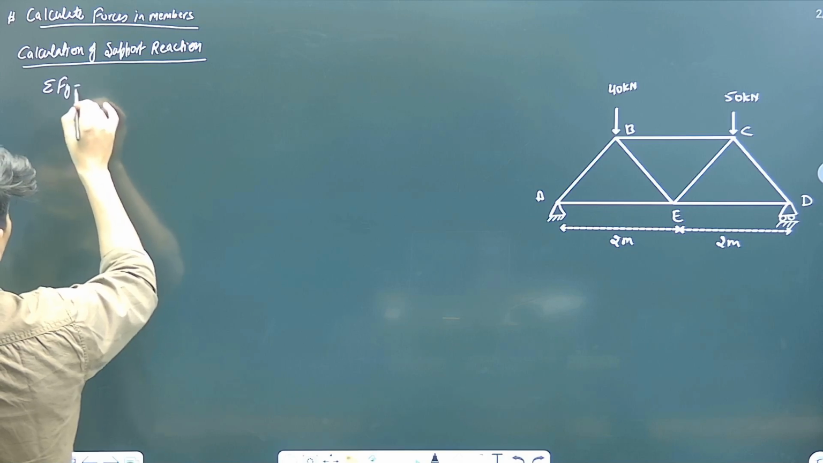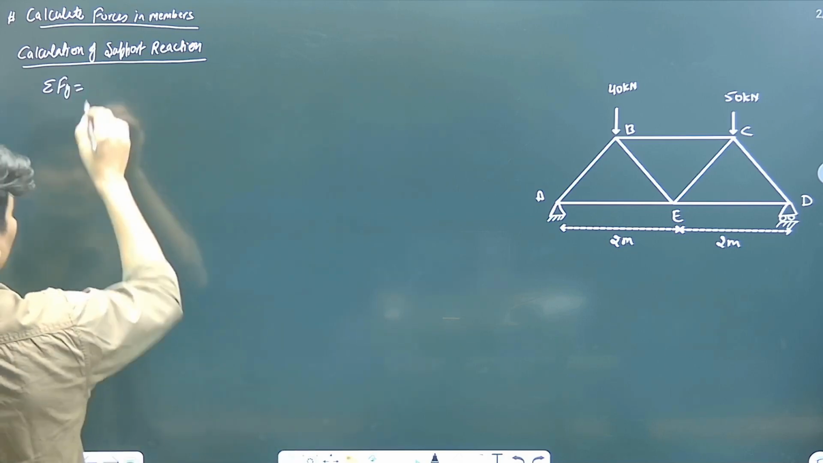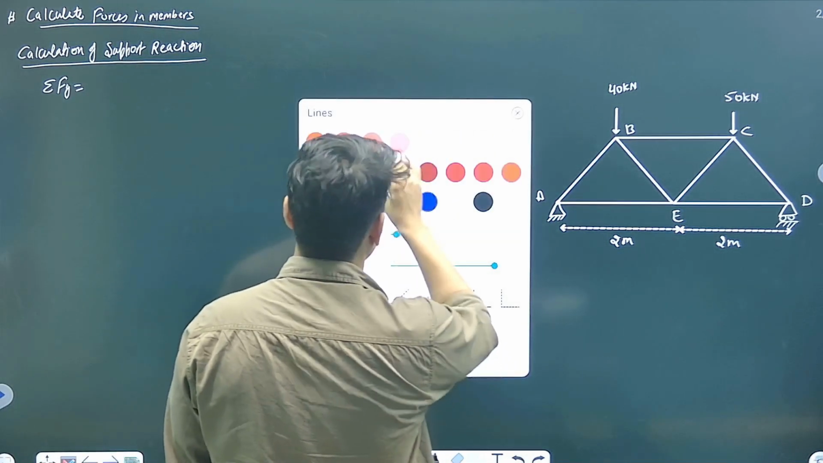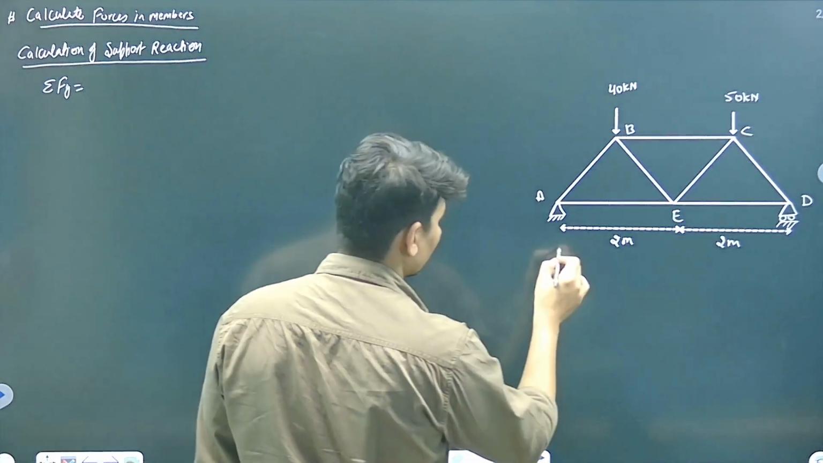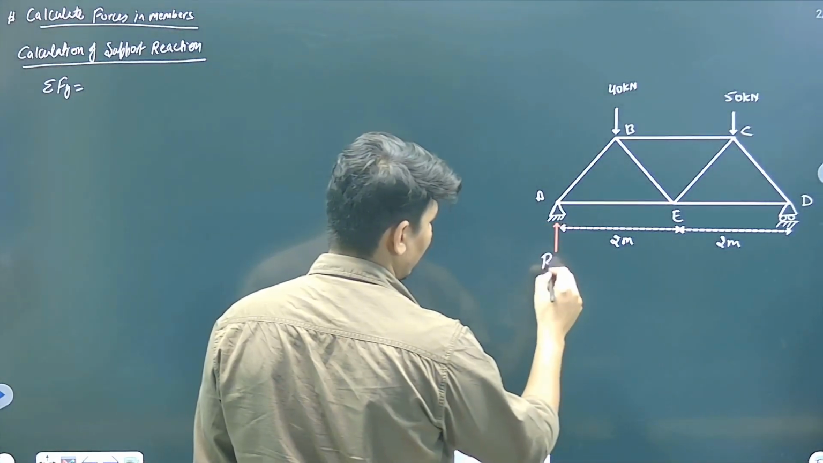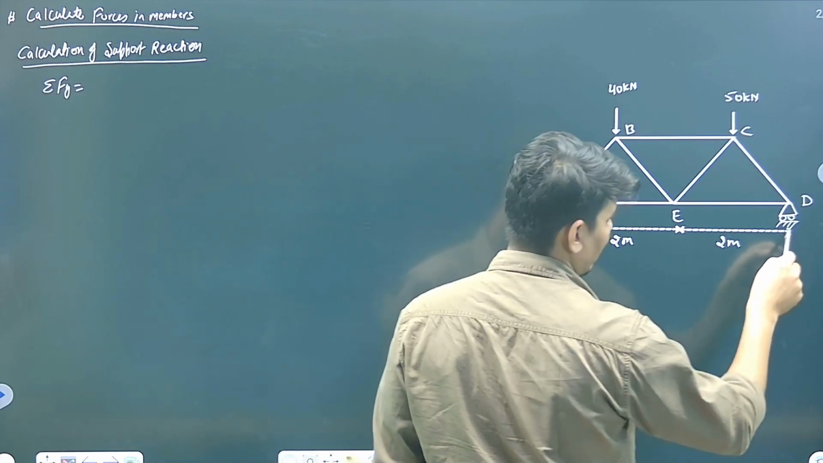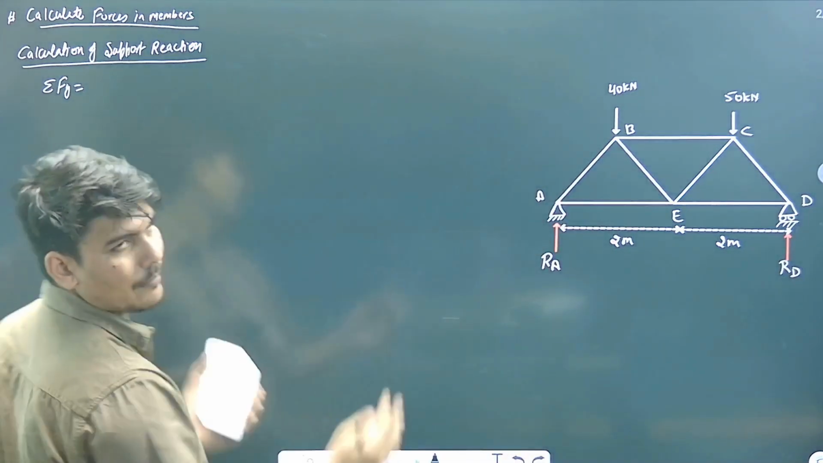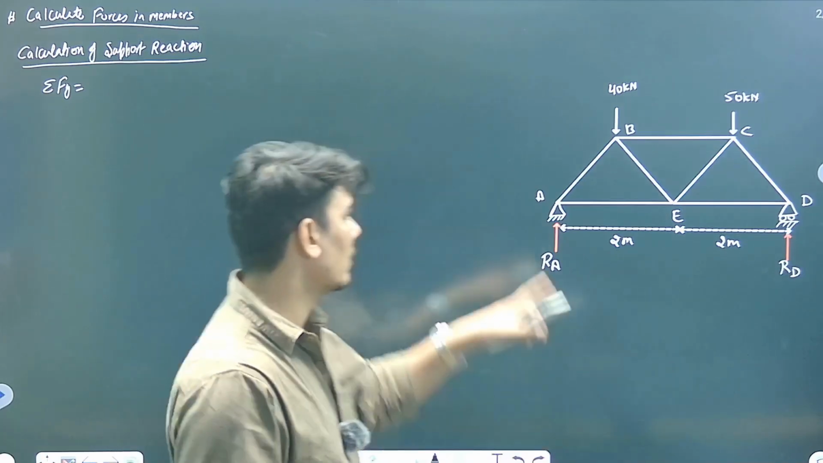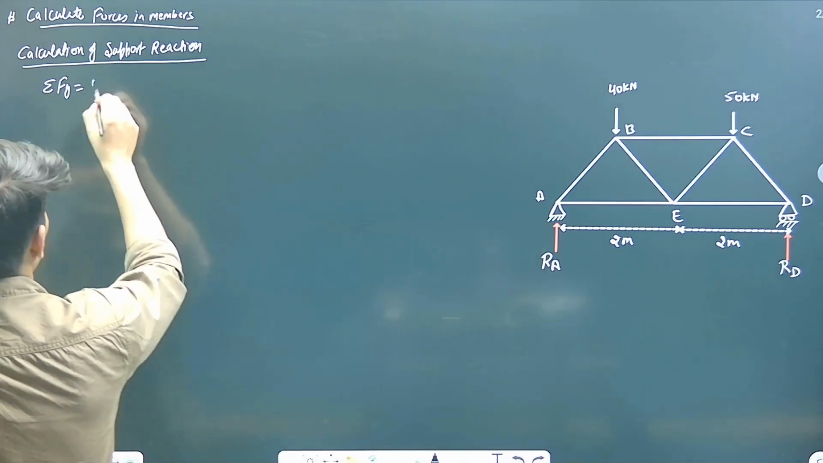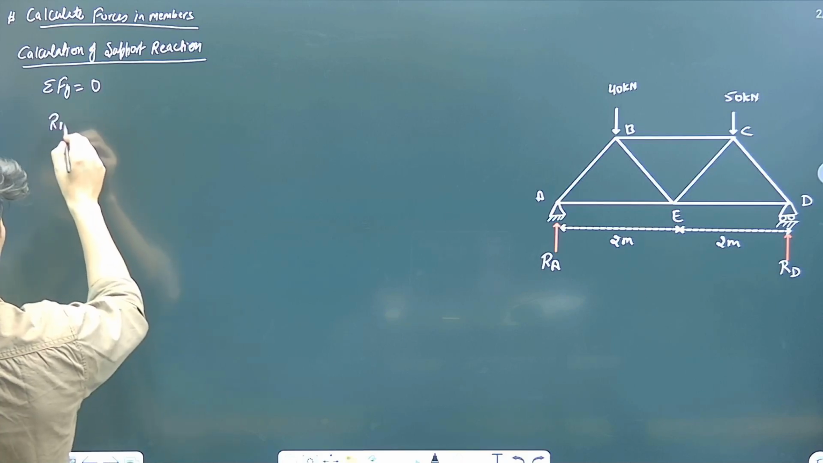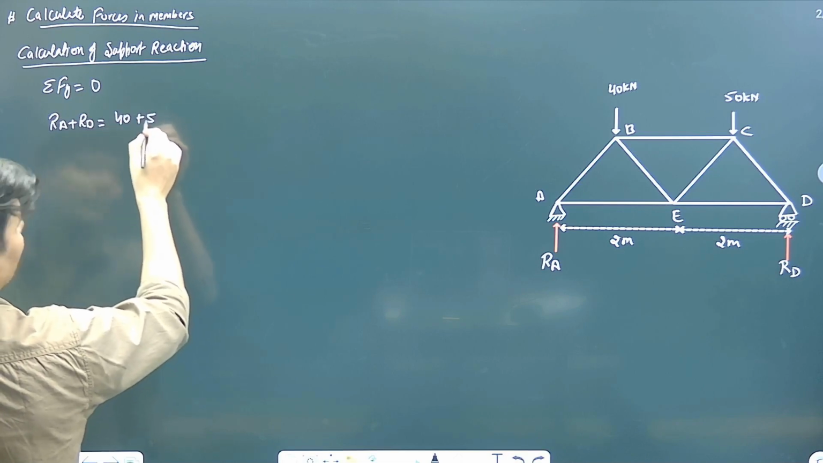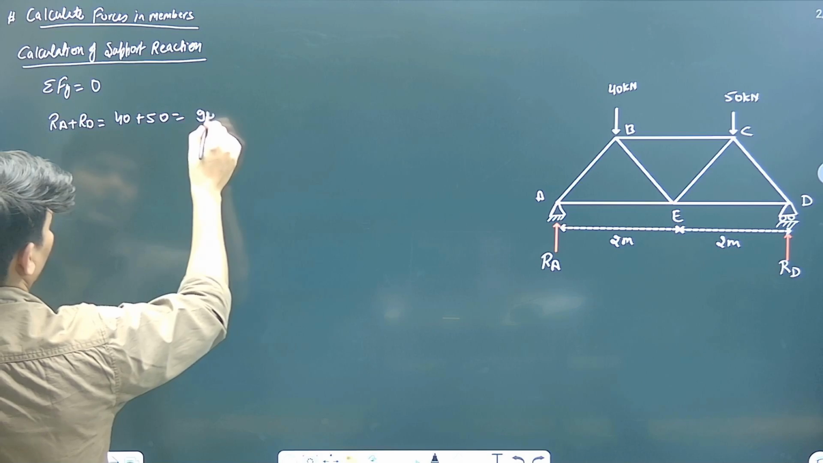Summation of all the forces in the y direction must be 0. So let the upward reaction at A, this is the reaction at A, say RA, and this is the upward vertical reaction at D, RD. So for force equilibrium, upward forces should be equal to the downward forces. Upward forces are RA plus RD, which is equal to the downward forces, 40 plus 50, equal to 90 kilonewton.